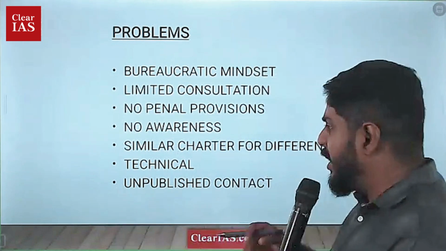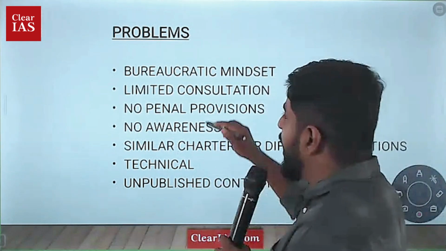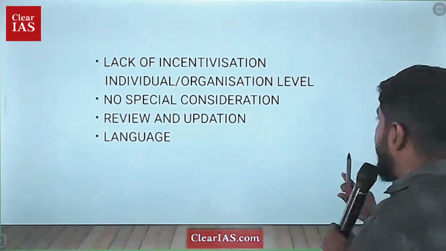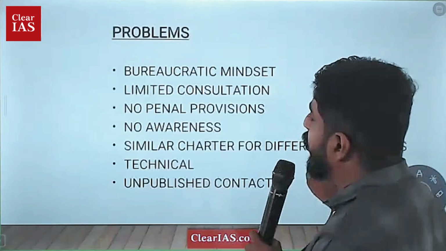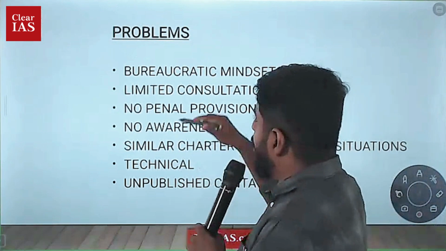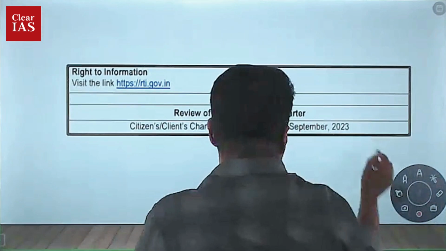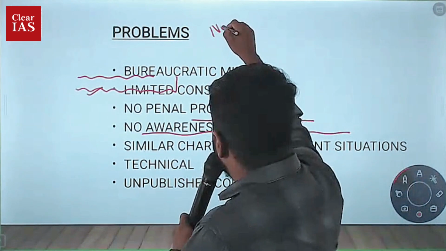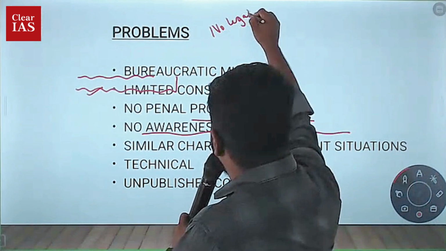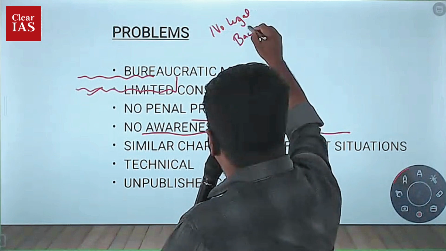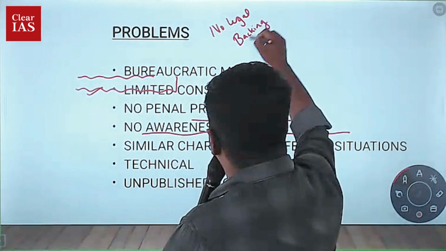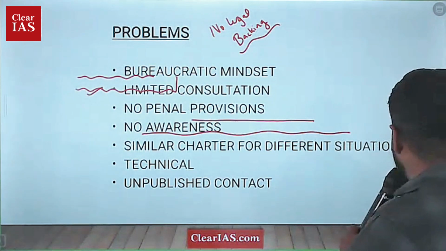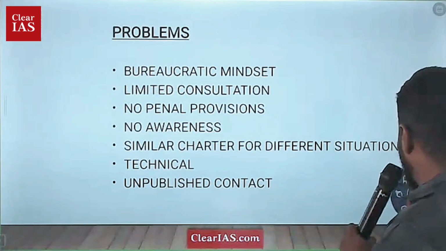Number one, we know that it has no legal backing. The most important one is that, sir, there is no legal backing for the Citizens Charter, isn't it? No legal backing. So that is very, very important. There is no legal backing or legal validity. This is in fact the most important problem when it comes to the CC program. Now, other than that, do we have anything?